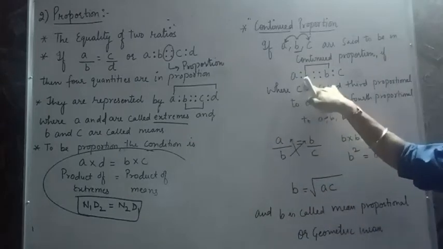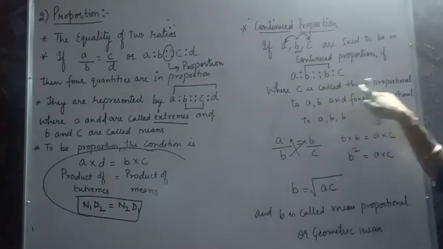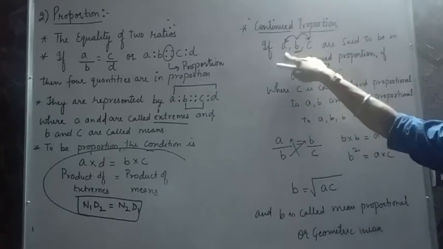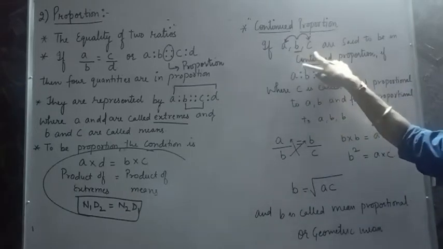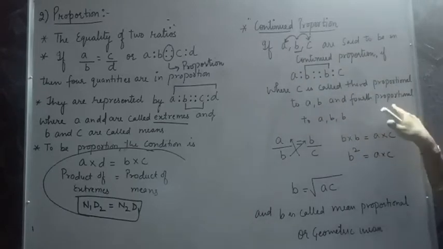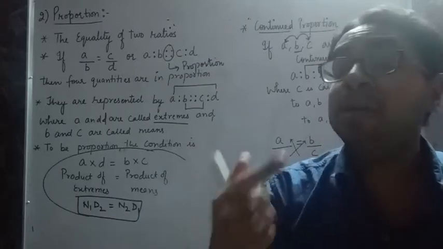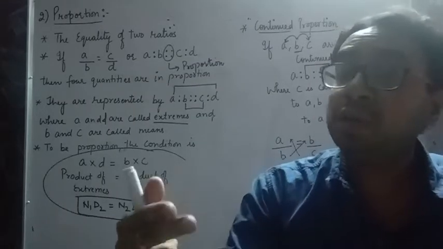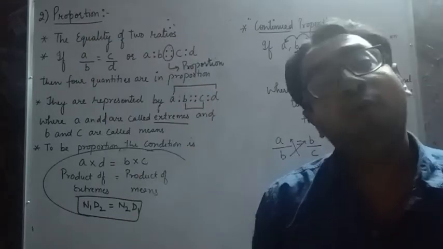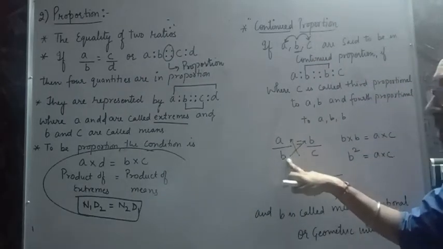Clear? So A ratio B is proportionate to B ratio C, where C is called the third proportional to A and B. If I am talking about A and B, it is the third proportional. If I am considering A, B, B, it is the fourth proportional. So C can be the third proportional if three numbers are there. If I am writing A ratio B proportionate to B ratio C, then C is called the fourth proportional. You need to be very careful. Understand?